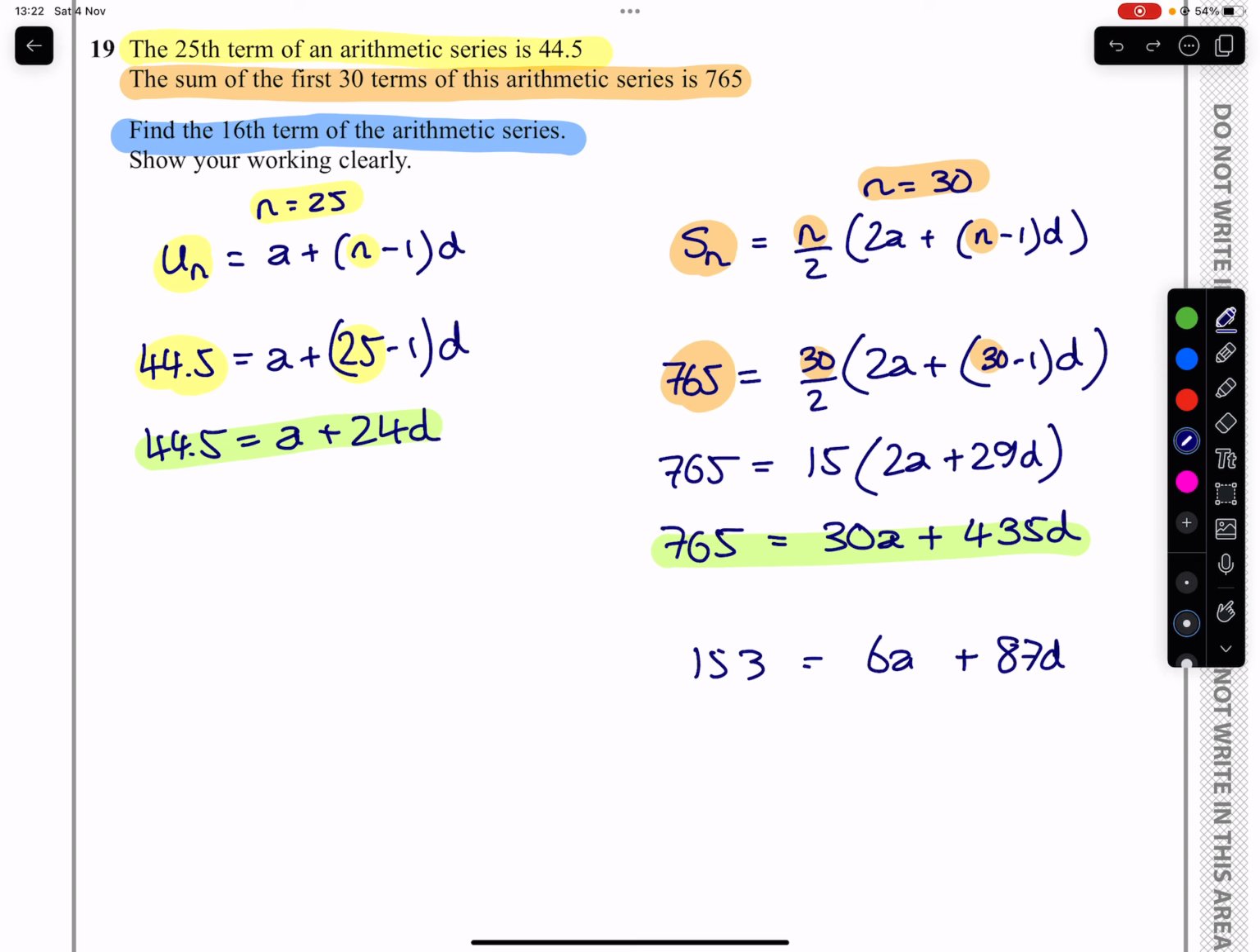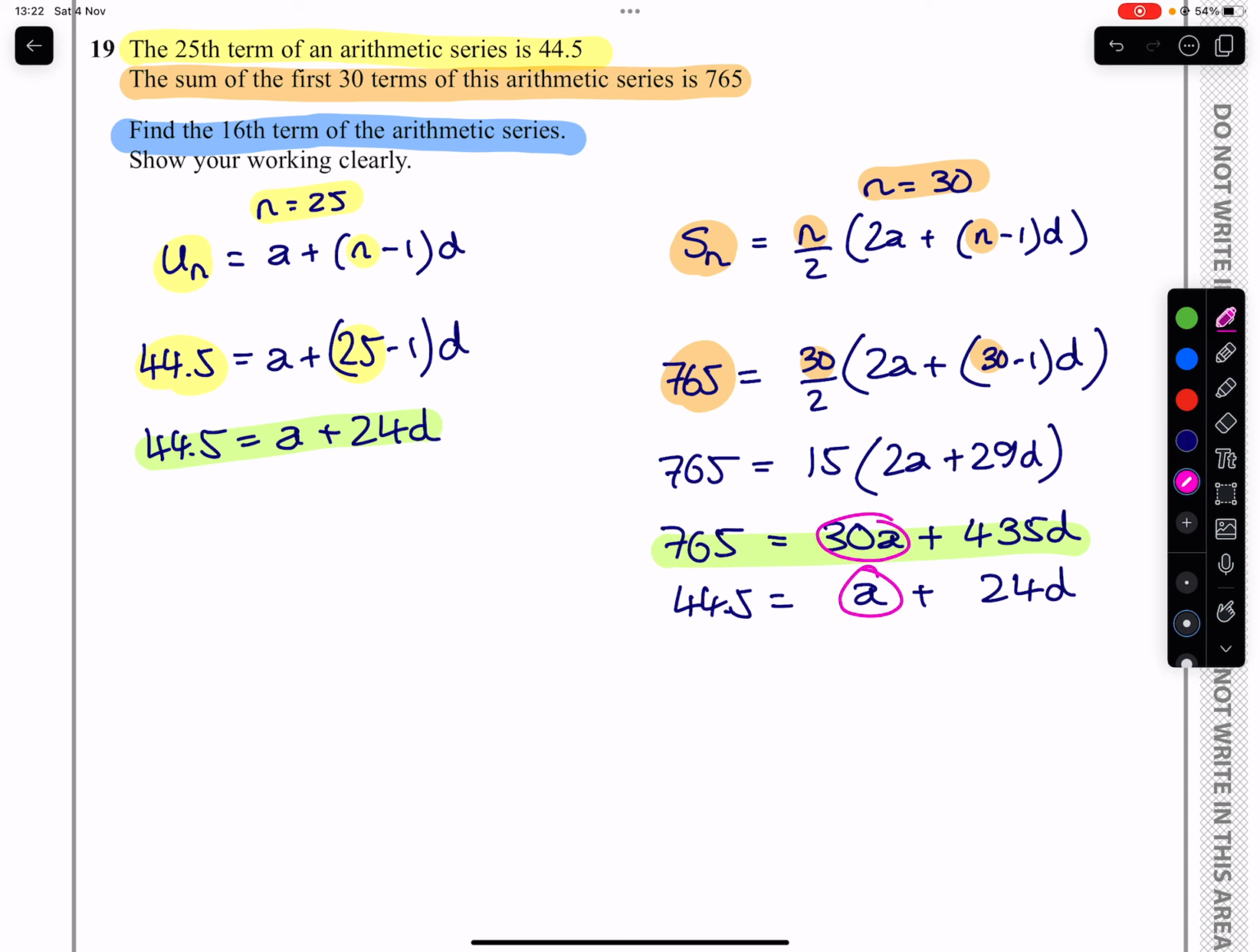So our two formulas, we have our 765 equals, and we have our 44.5 equals. I'm just going to set them one above each other. Because of the fact that they're both linear, we can solve these by elimination. You can use substitution if you want. There's nothing wrong with that, but because I can see they're both linear and because they're set up quite nicely with the A's and D's on the right and the number on the left, I'm going to proceed this way.